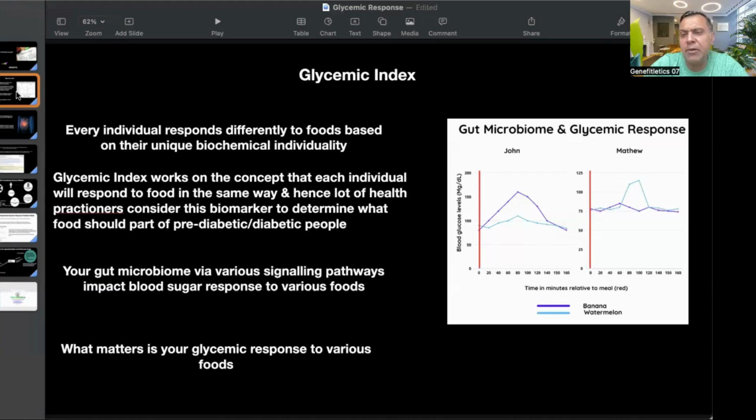See this example, right? Two people. John's glycemic response to banana is pretty high, right, vis-a-vis watermelon, while it's the opposite for Matthew, right? So essentially it all depends upon how your microbiome interacts with the food you eat.